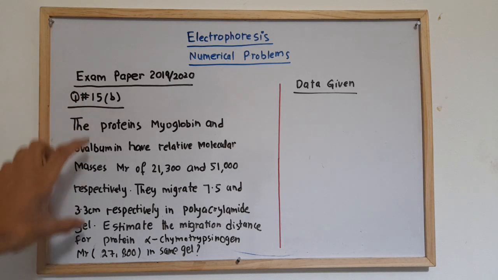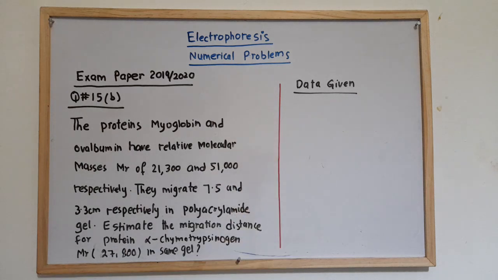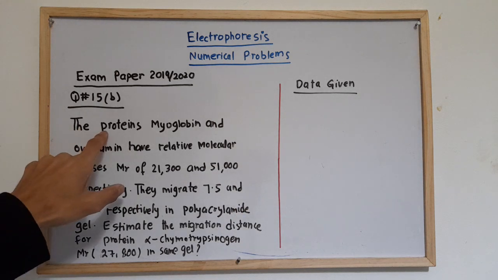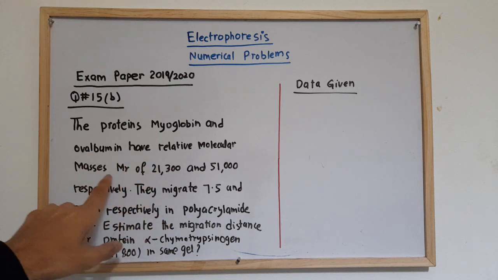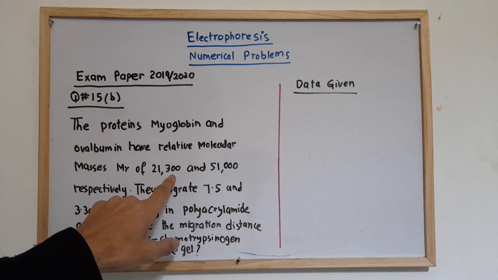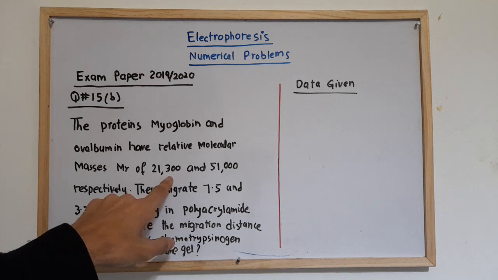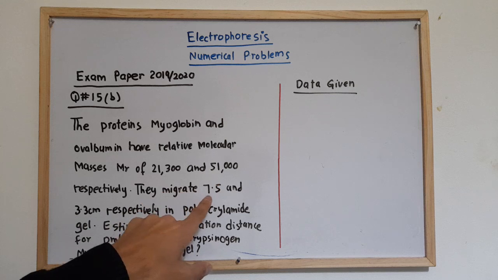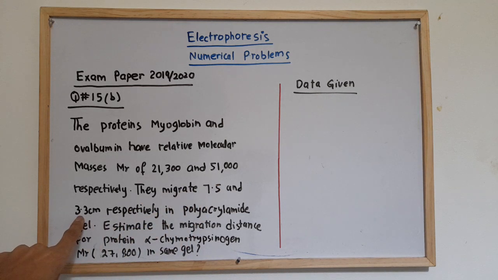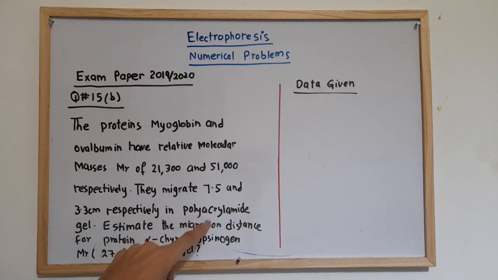So first we'll try to understand the question and write the data in a particular form. The two proteins, myoglobin and ovalbumin, have relative molecular masses of 21,300 and 51,000, and their migration distances are 7.5 and 3.3 centimeters in the gel. And then we are given an unknown protein, α-chymotrypsinogen, and its molecular mass is 27,800.